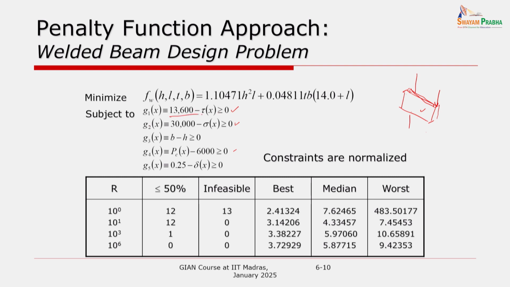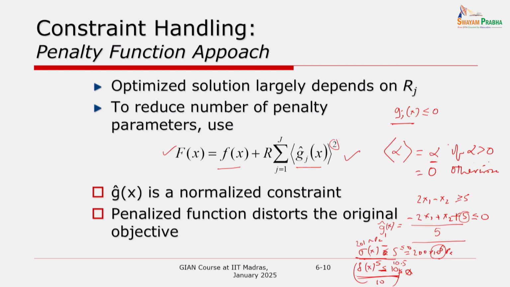These are greater than, so I have to convert them to less than, and then divide by 13,600, this one by 30,000. This one has no constant, so usually we look at the lower bound and upper bound of B and of H, and find the maximum value that is possible from it. It's a rough idea. This one by 6,000, this one by 0.25. We normalize, add the violations and add them as a penalty, and I'm now having a single objective function without any constraint.